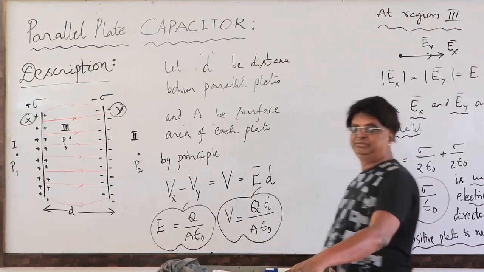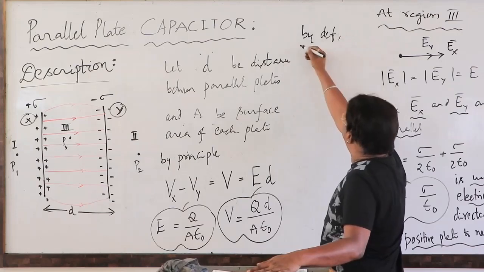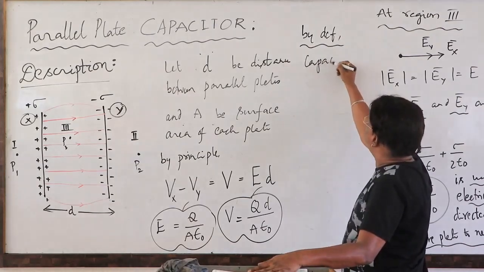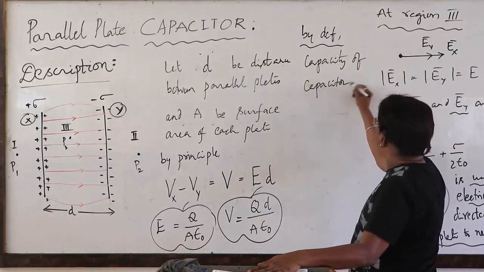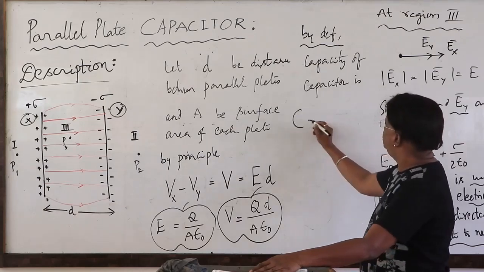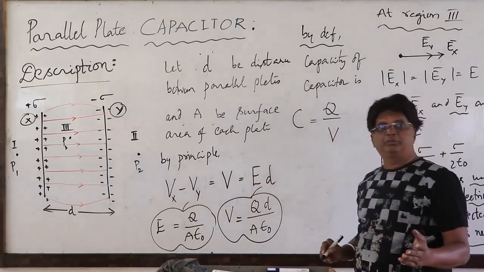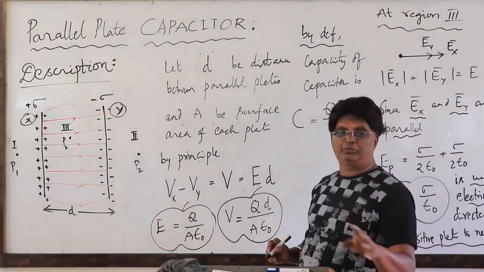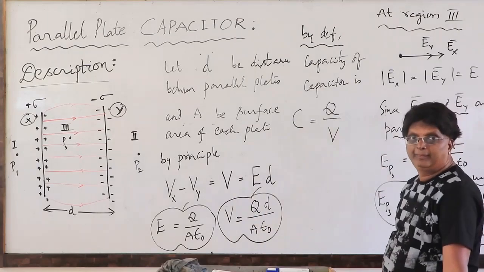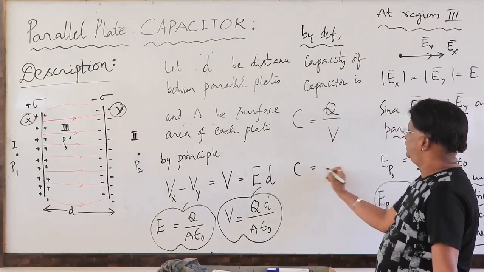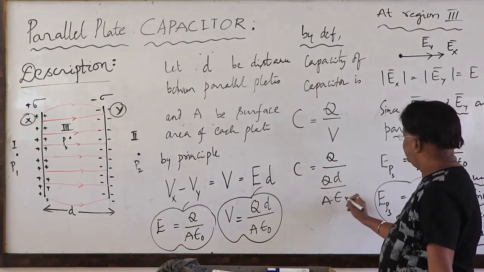Now, what is capacity? Definition of capacity. So finally, by definition, the capacity of a capacitor is given by C is equal to Q by V. C equal to Q by V is applicable to everyone. Conductor will use the same, capacitor will use the same, everyone will use it. C is equal to Q by V. Use the expression: C equal to Q upon V, Q d by A epsilon naught.